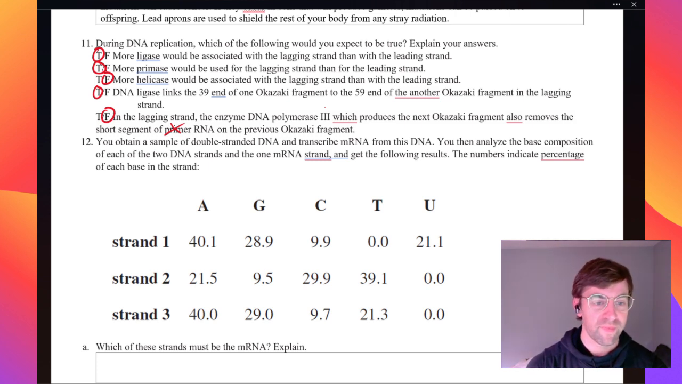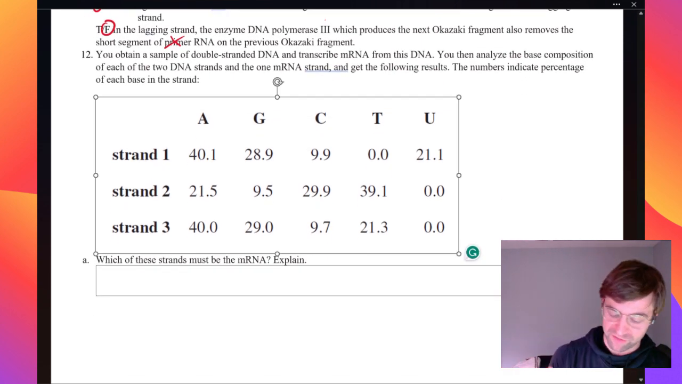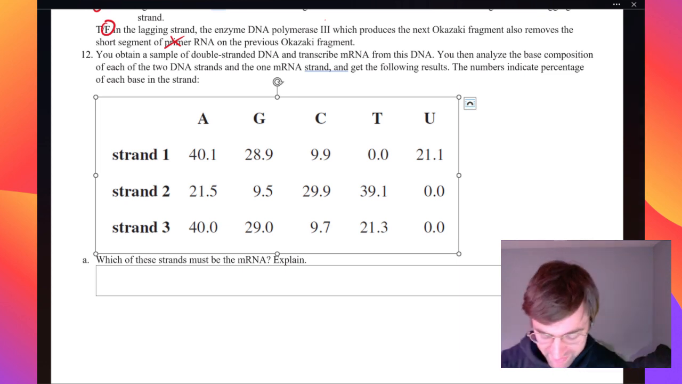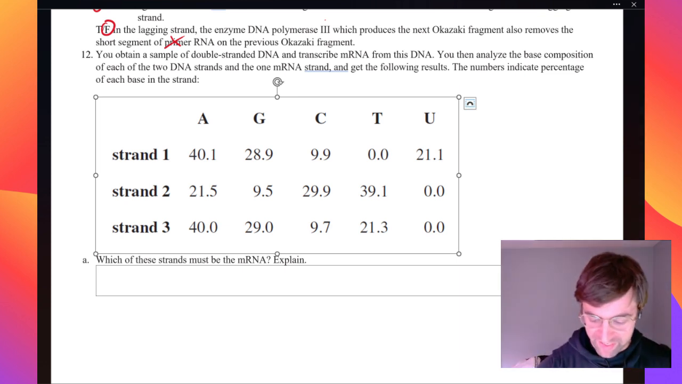Question 12. You obtain a sample of double-stranded DNA and transcribe mRNA from this DNA. You then analyze the base composition of each of the two DNA strands and the one mRNA strand and get the following results. The numbers indicate percentage of each base in the strand. And it just tells us strands 1, 2, and 3. We know one of these is mRNA. Which of these strands must be the mRNA, and explain?